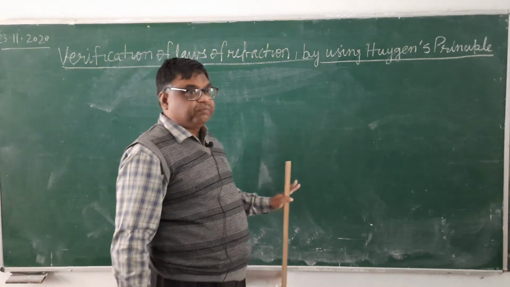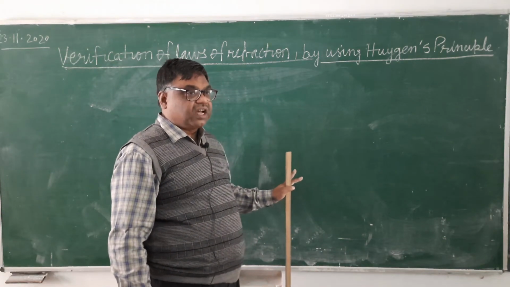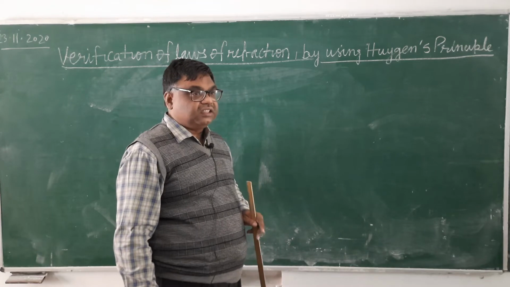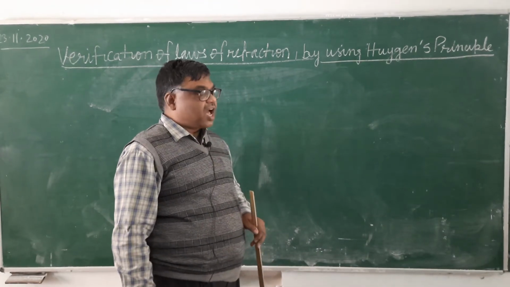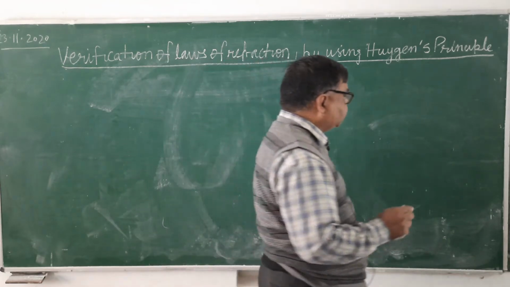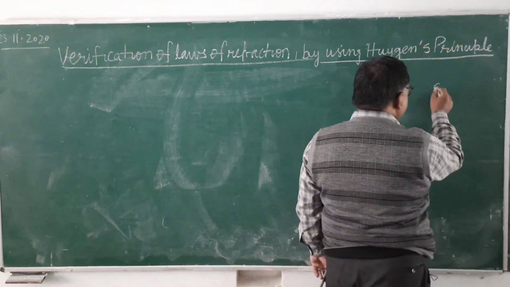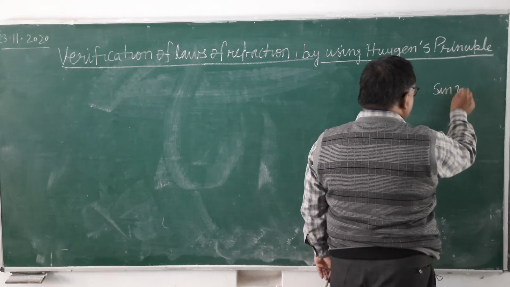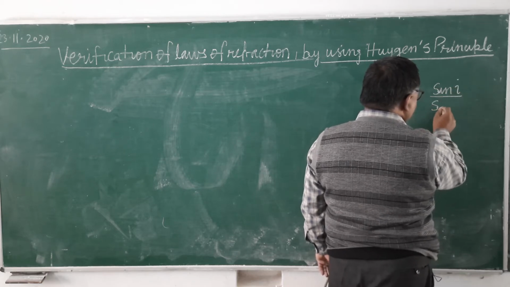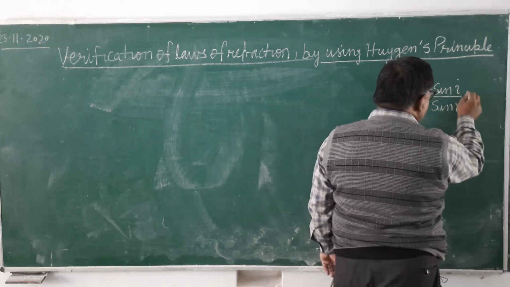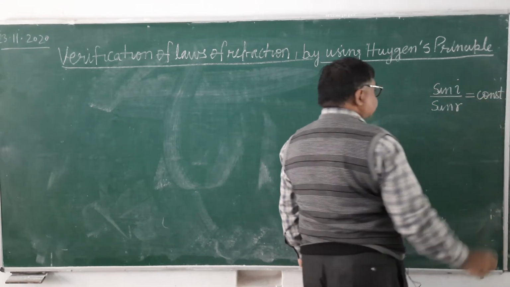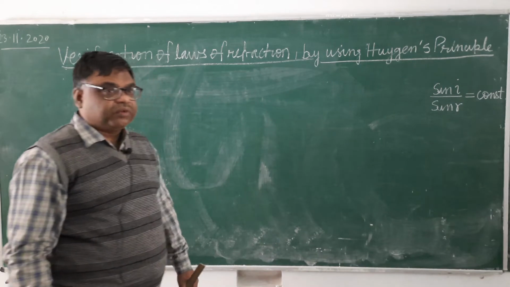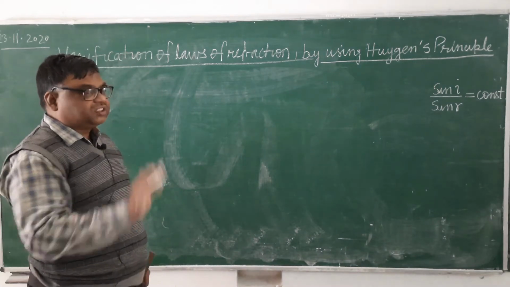First law is very simple: incident ray, refracted ray and normal at the point of incidence all lie on the same plane. And the second law: for all values of angle of incidence, the ratio of sine of angle of incidence to the sine of angle of refraction is constant for a given pair of media. It's clear. This is known as Snell's law.